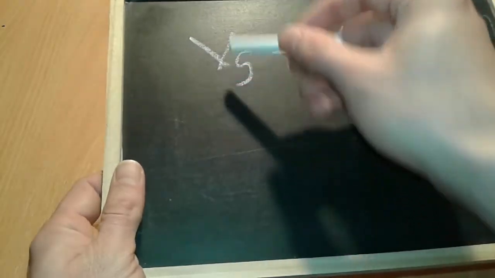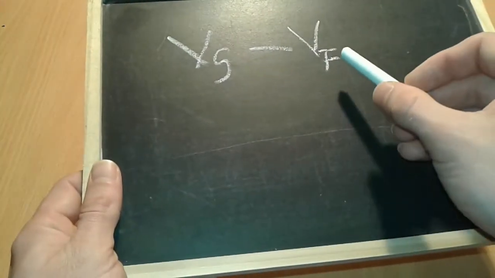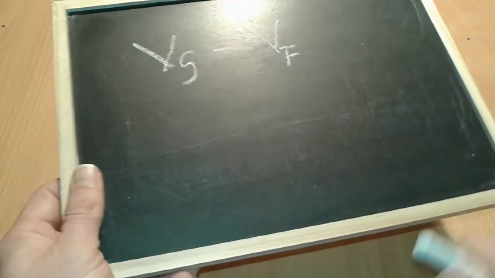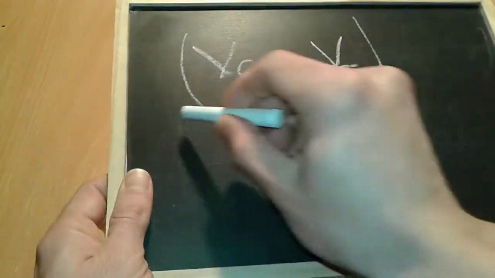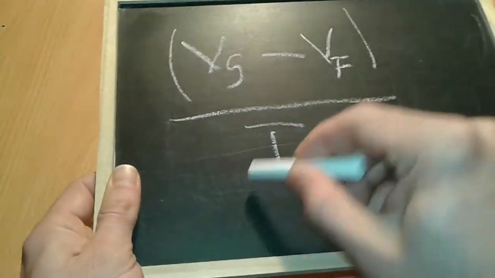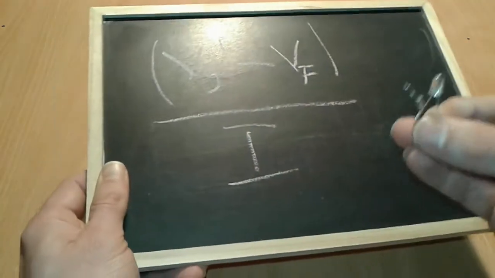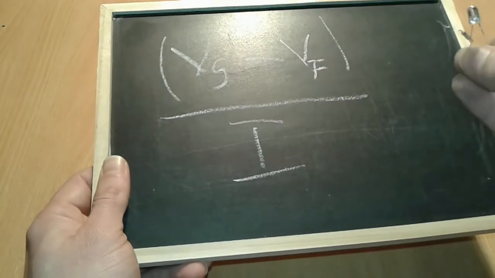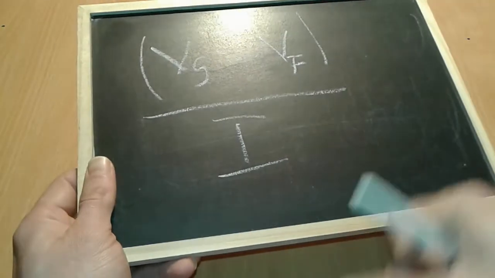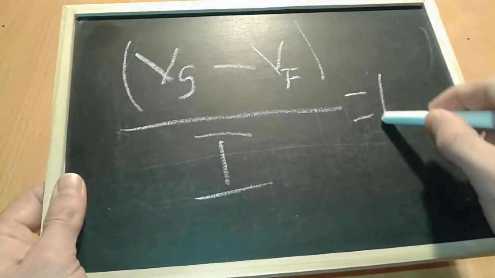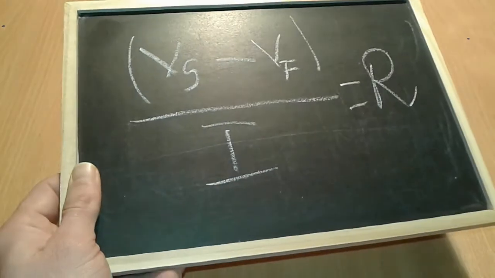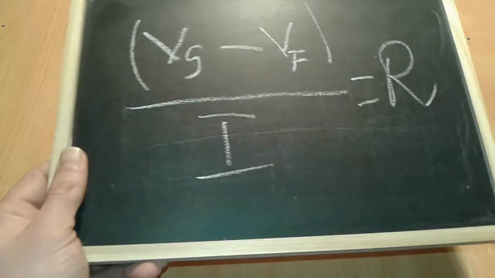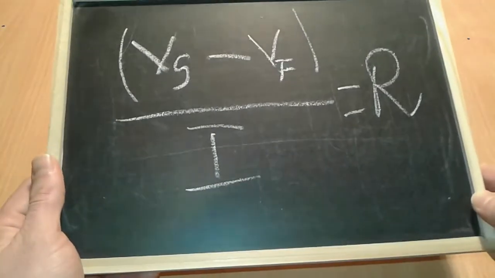So we're going to do this: the voltage of the source minus the forward voltage over the LED, over the current. Normally this type of LED needs 2, 3, 4 milliamps, depending on color. And that's going to give us the resistor needed to put in series with the LED to be able to light it. So this is the formula.